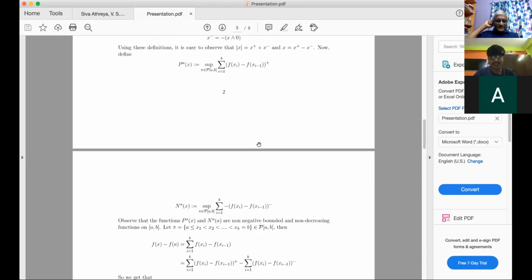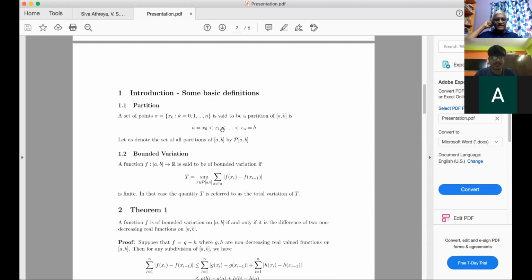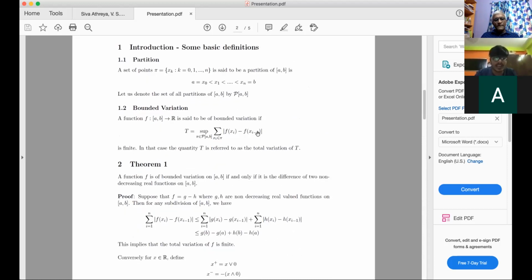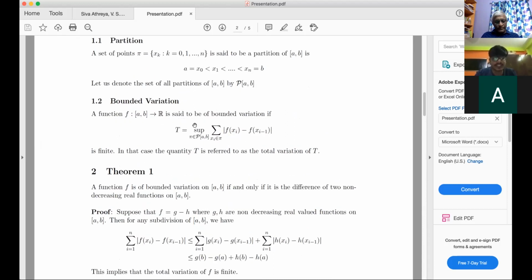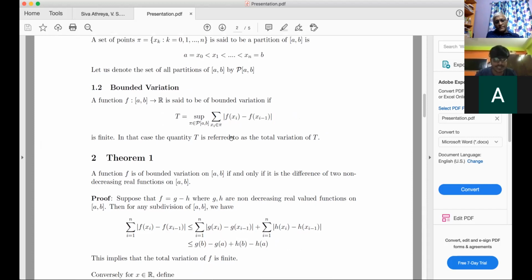Then I'll just start from this theorem. The definitions are easy. I just defined what a partition is. This is normal, what we did in Riemann integration. And then I'll define what a bounded variation is. It's basically, we consider sums of the form, the mod of f(xi) minus f(xi minus 1) over any partition, and you take the supremum over all partitions of AB. So if this quantity is finite, then we say that f is of bounded variation. So these were the two definitions.